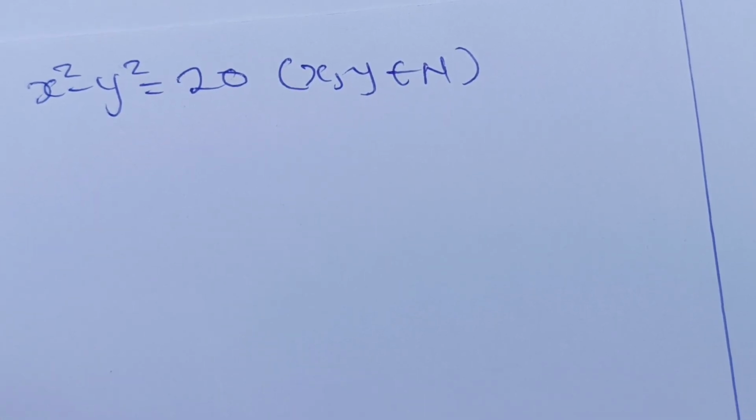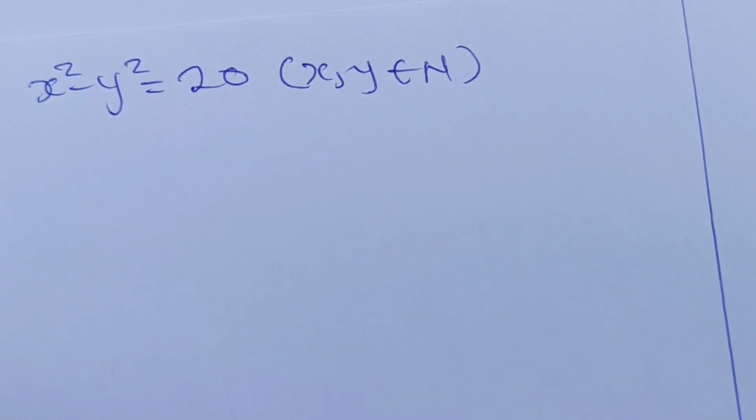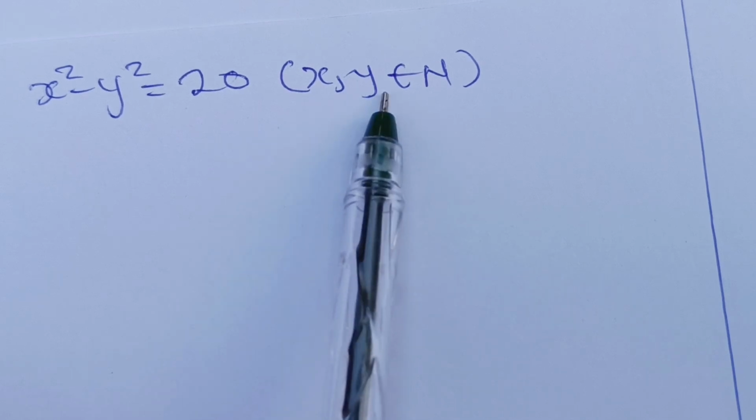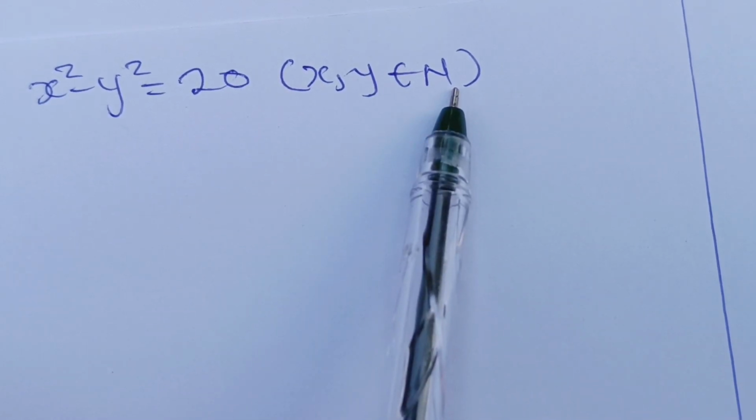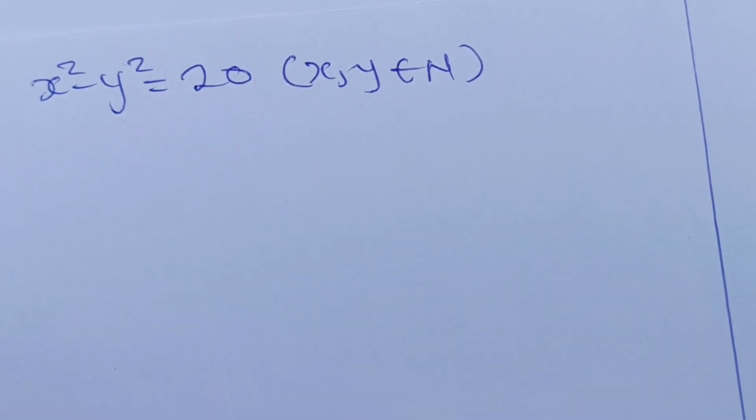Hi, let's solve for x and y. I want us to take note that our x and y are natural numbers, okay? All right, now let's get straight to the point.